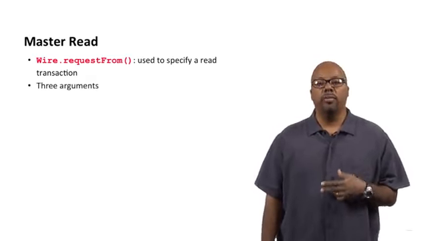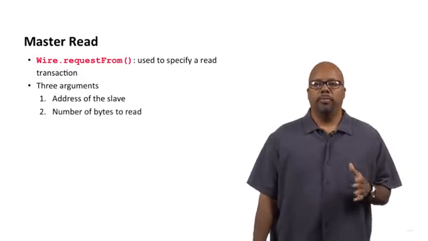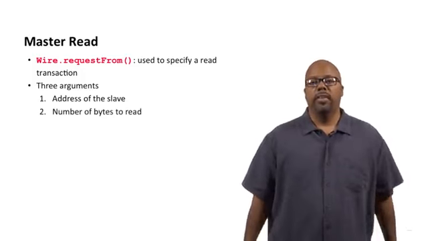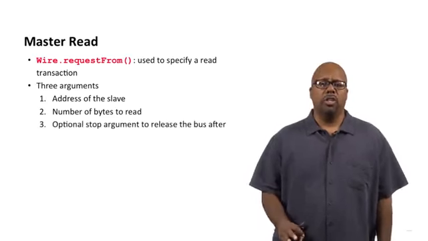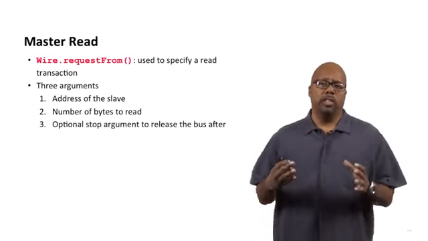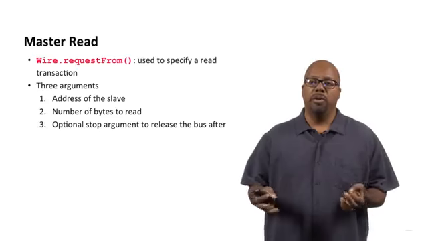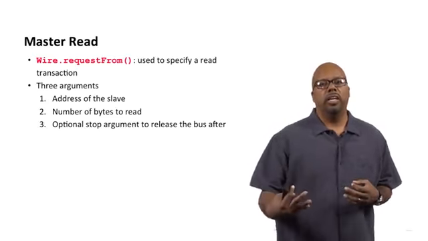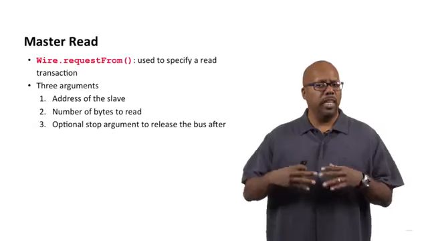Now this takes 3 arguments. One is the address of the slave, so that's going to be the first argument. The second is the number of bytes to read, the number of bytes being requested. And the third argument is an optional argument, a stop argument. Optionally, the word stop you can add in there to release the bus after you're done. So releasing the bus means asserting a stop condition.